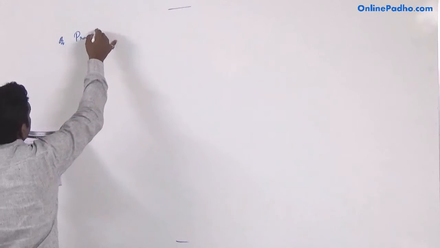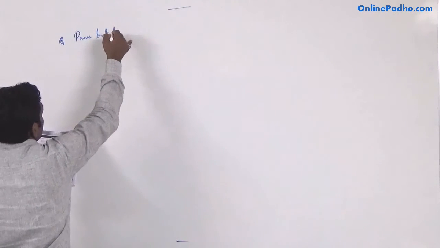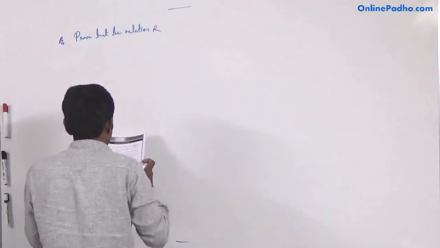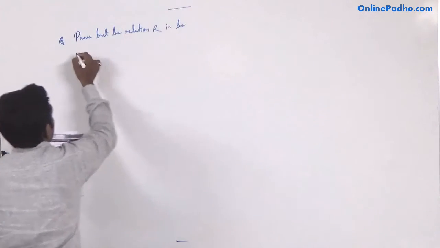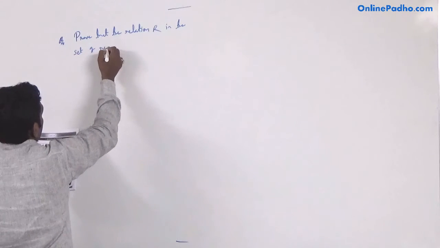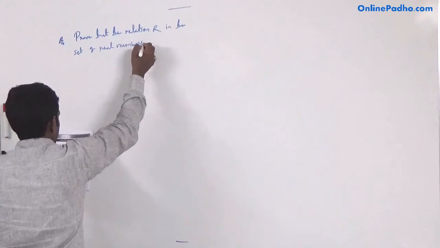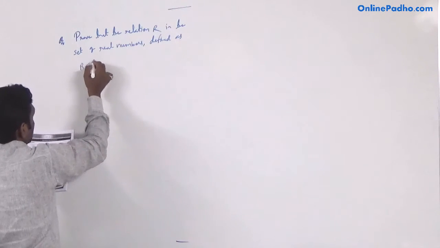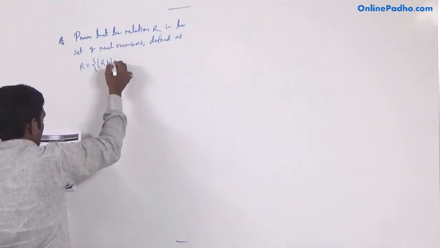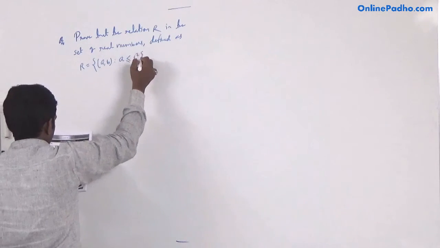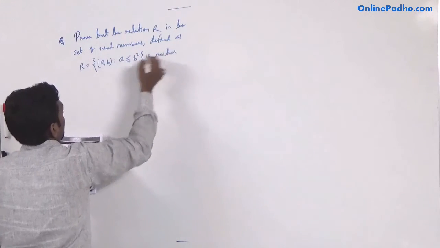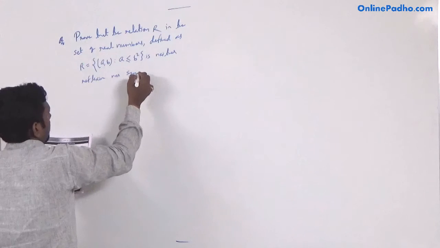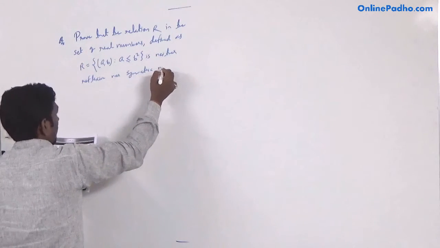Prove that the relation R in the set of real numbers, defined as R is equal to {(a, b) such that a is less than or equal to b square}, is neither reflexive, nor symmetric, nor transitive.